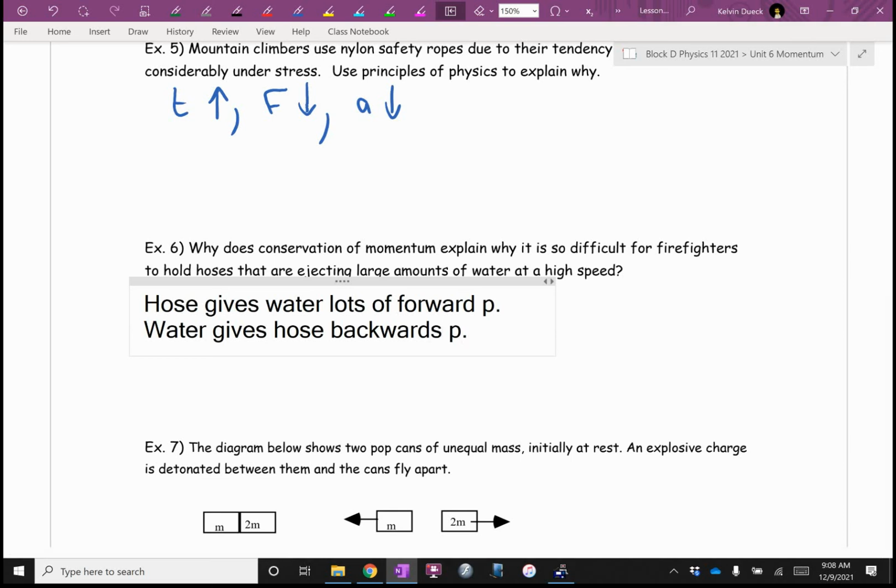And in terms of change in momentum, if we think of it in terms of an impulse, force times time, you're having to apply force. You can also think about it in terms of forces. The hose applies a force to the water, and the water applies a force back on the hose.